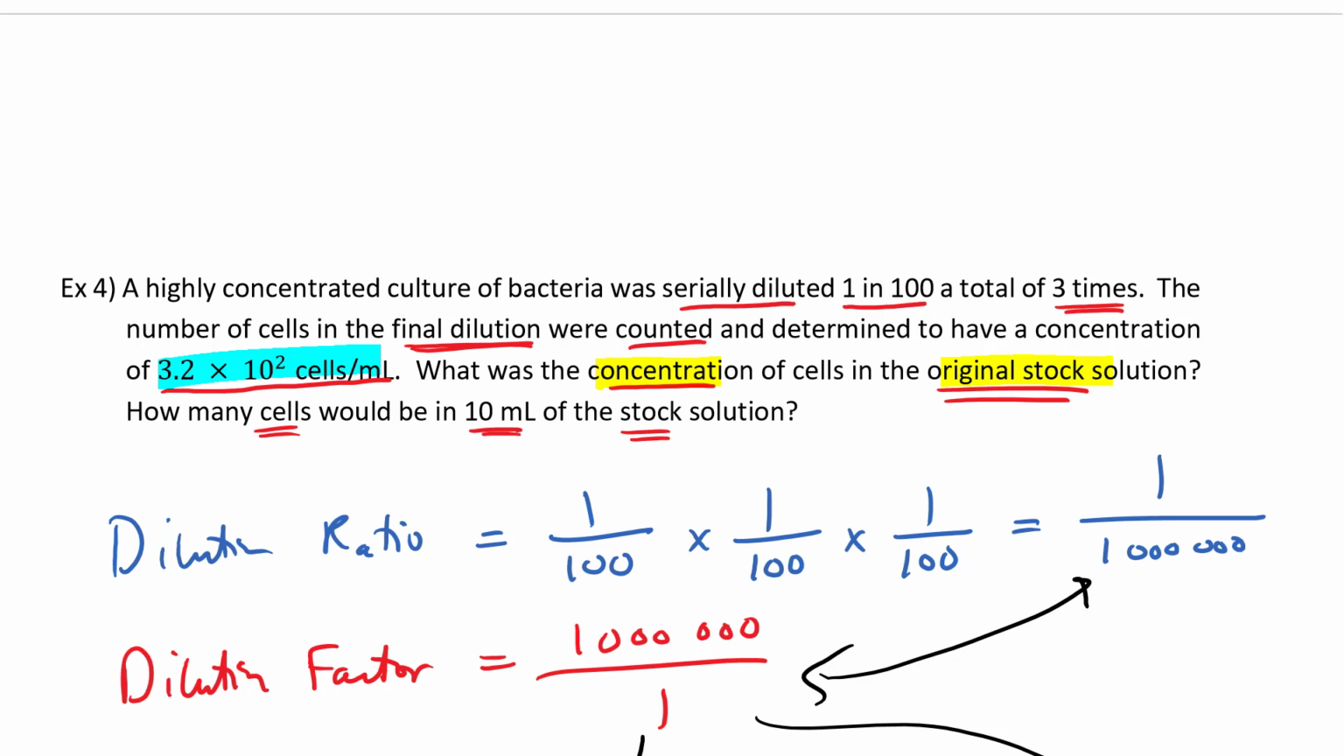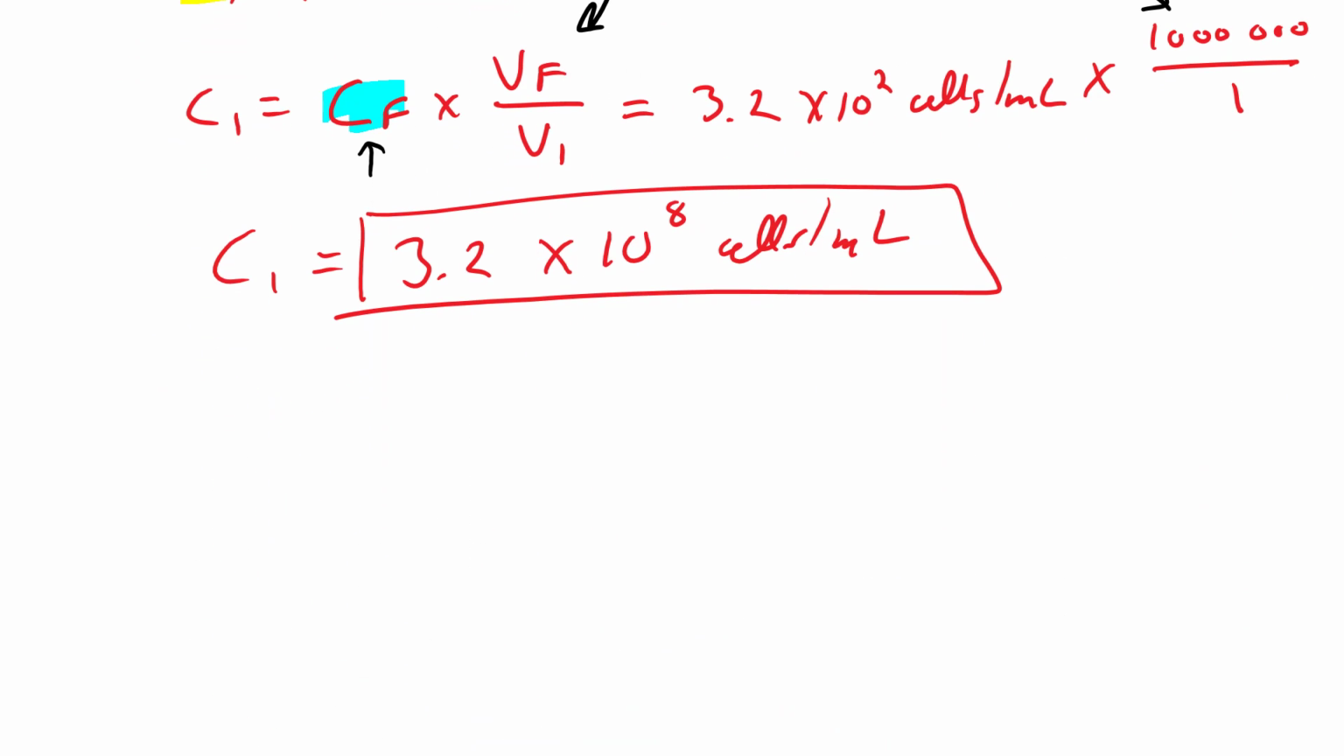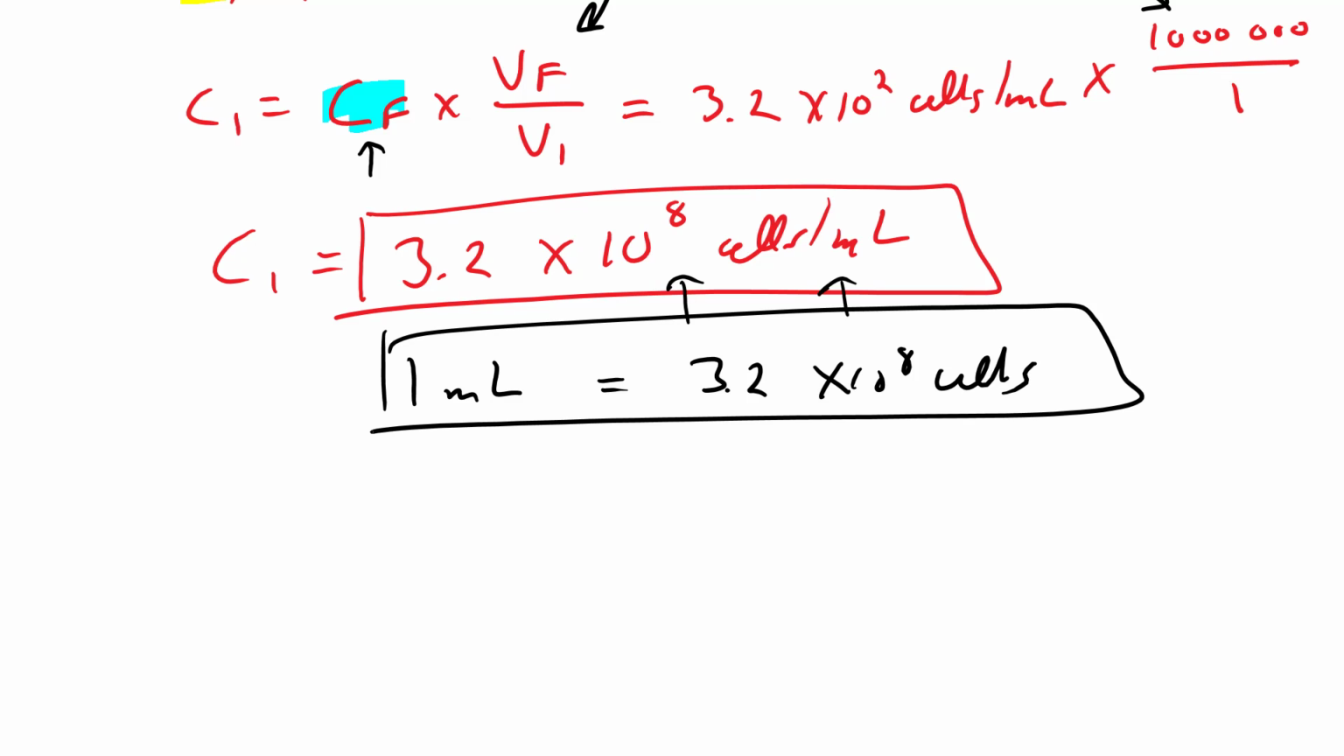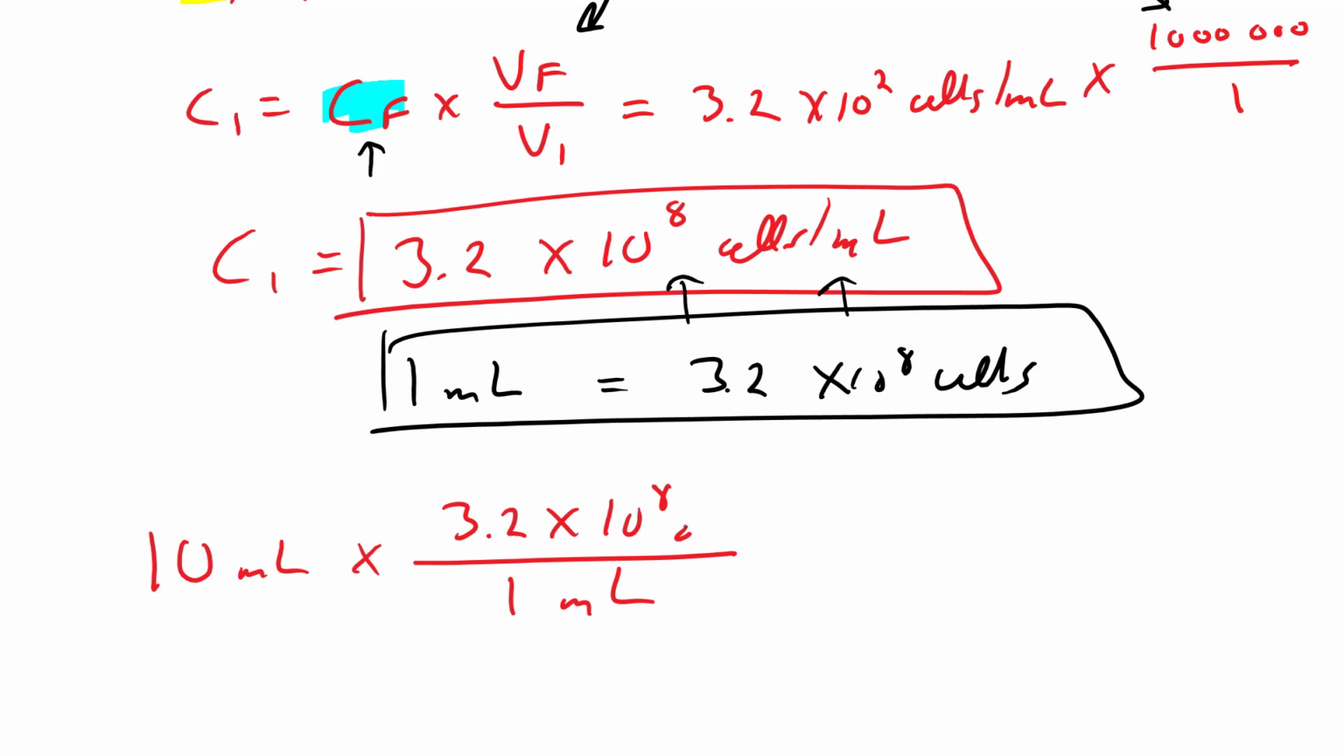There was one more part to this. It asked how many cells would be in 10 mils of my stock solution. Again, I can use this as a conversion factor. This says 1 mil is equal to 3.2 times 10 to the 8 cells. Anytime two things are equal, they can be a conversion factor. I want to convert from 10 mils of my stock to cells. 1 mil goes on the bottom, so they cancel out. 3.2 times 10 to the 8 goes on the top. Mils cancel mils. No calculator required. 3.2 times 10 to the 9 cells.